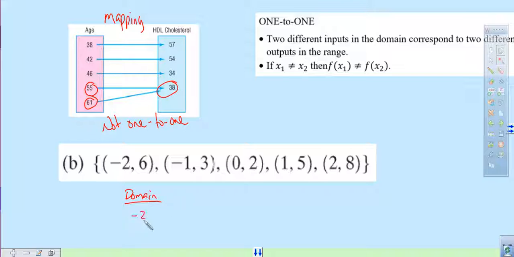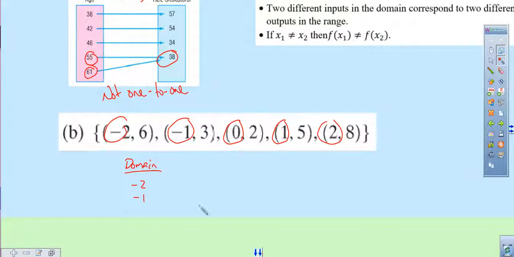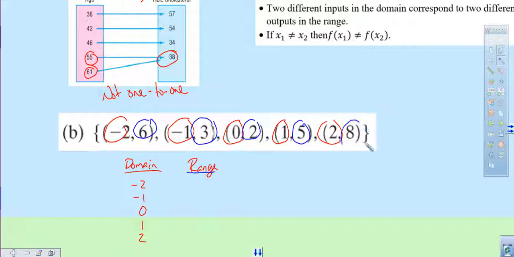So you say the domain is -2, -1, 0, 1, and 2. You'll make yourself a little mapping. And then you'll say the range, and that'll be 6, 3, 2, 5, 8. So at this point, you can pretty much see that nothing matches up. There are no duplicates. And so we start drawing across, 1-to-1, 1-to-1, 1-to-1, 1-to-1, 1-to-1. So with a mapping, we can see that.